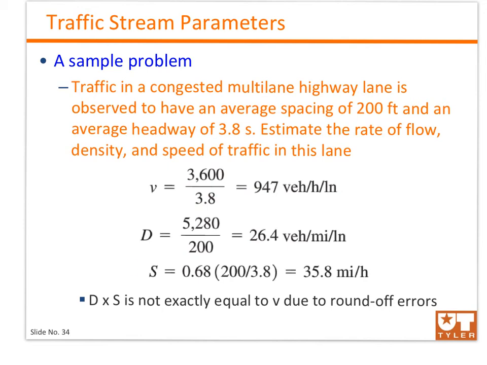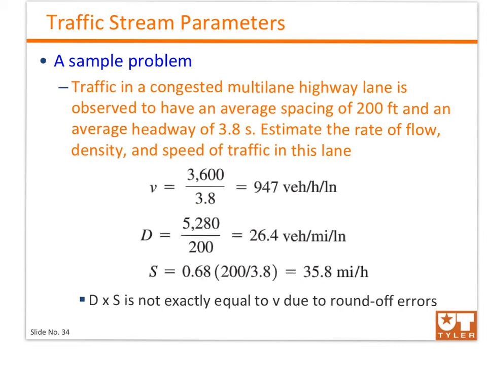And lastly, to get an estimate for the speed, we're going to use this empirical equation, which is 0.68 times 200, the average spacing, over 3.8, the average headway, and this is going to give me an estimated speed of 35.8 miles per hour.